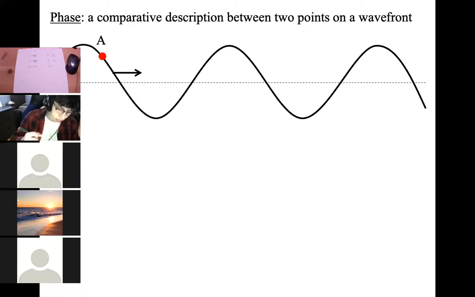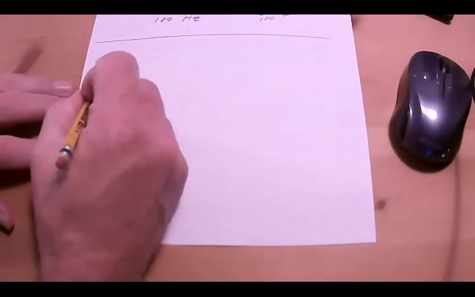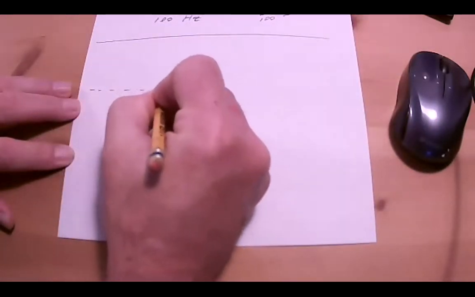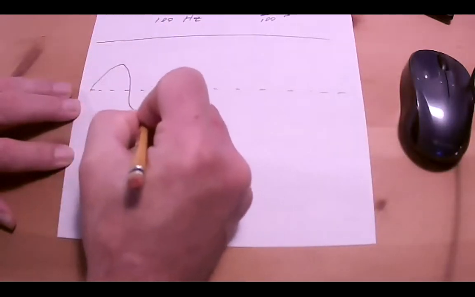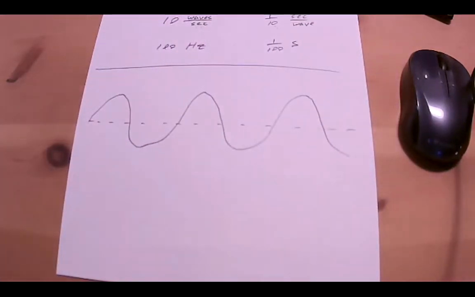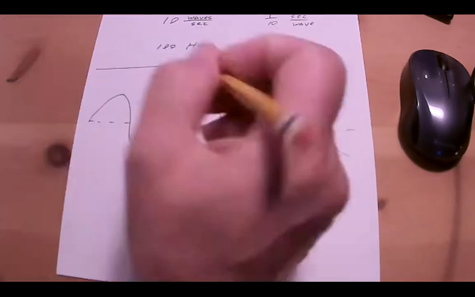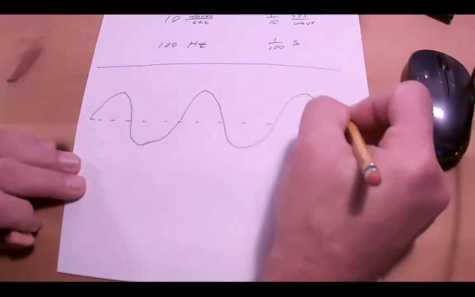So I want you to picture something. I also want you to sketch yourself a transverse wave. Hold on just a minute. And have at least 3 crests in the shot. So draw one like this. And this wave is going to be passing to the right.